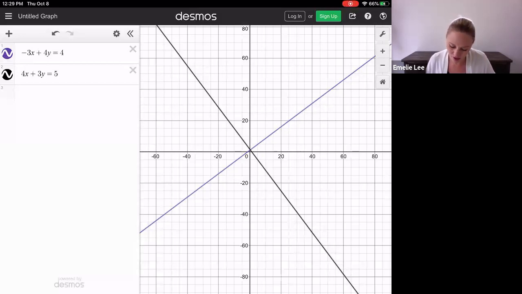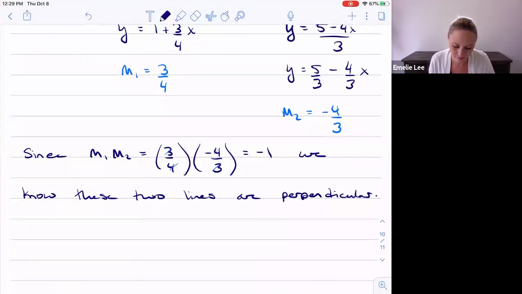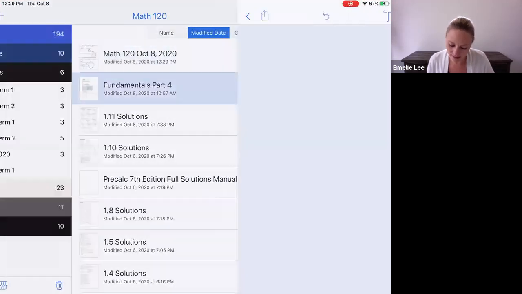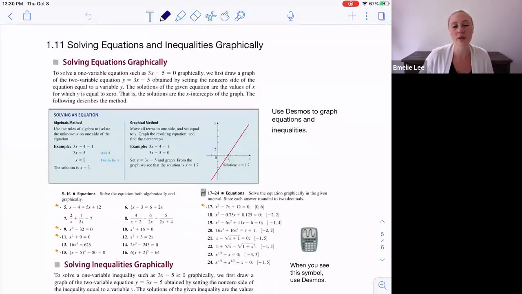The next section, so that's Desmos to check your work. The next section is kind of just to help you check your work, right? And so what we've been doing is we've been solving things algebraically, right? So algebraically is just when we do the math and we figure out what the answer is.